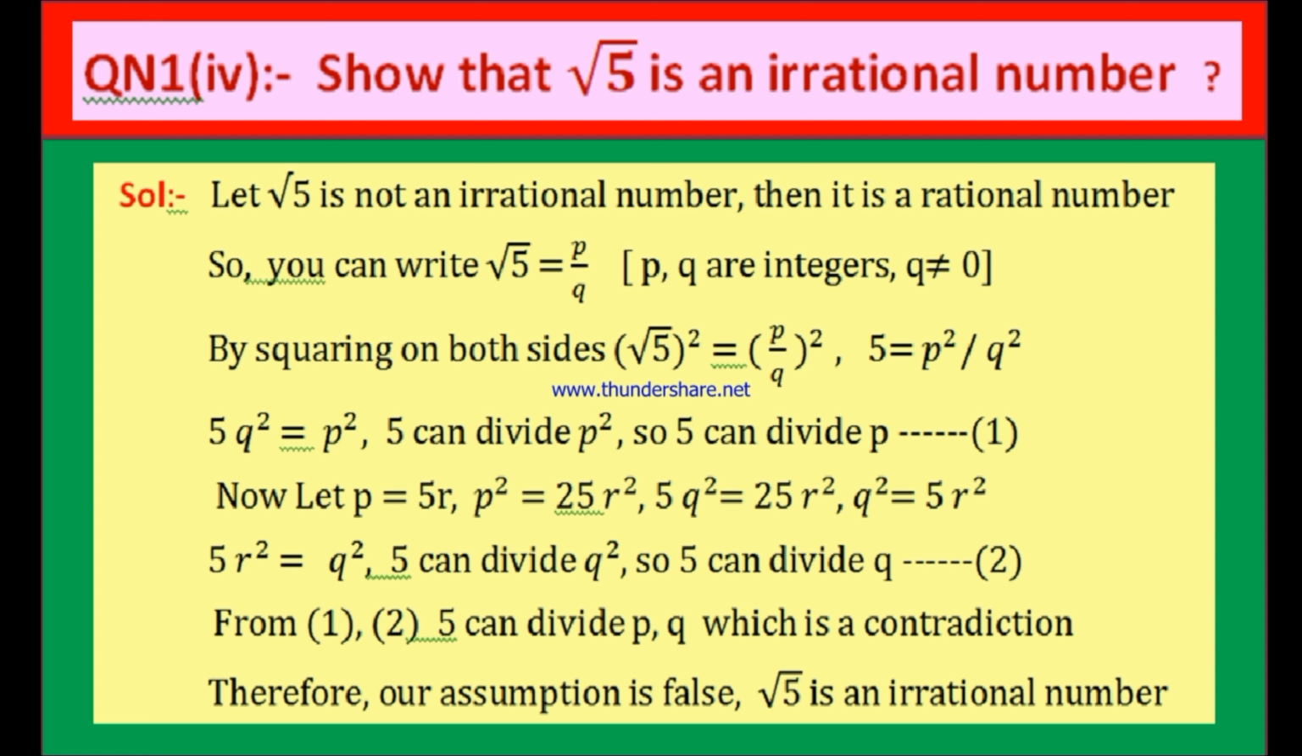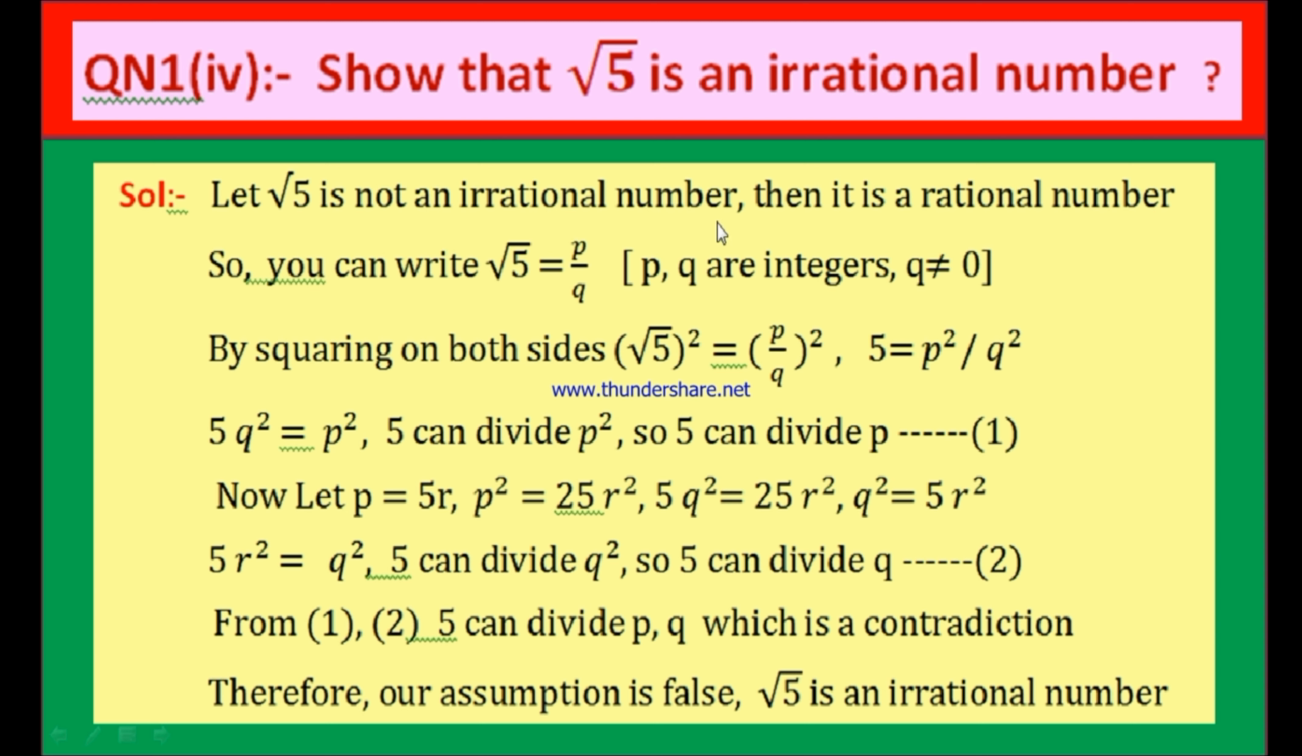You see here again, root 5 is equal to p by q. You wrote the root 5 value in the form of p by q because we assumed that root 5 is not an irrational number and it is a rational number. Since root 5 is a rational number, you can write it in the form of p by q. Here p and q are integers and q is not equal to 0.